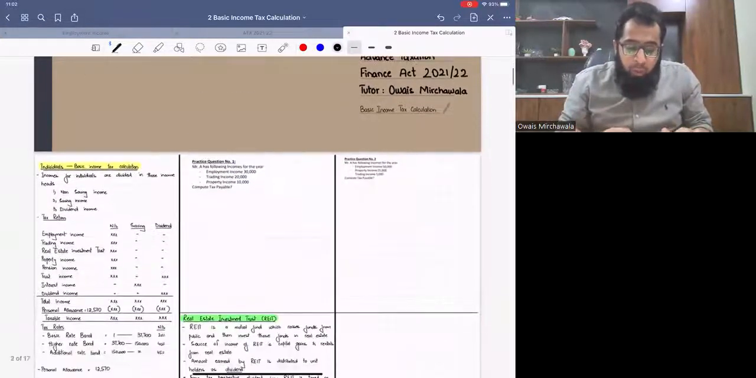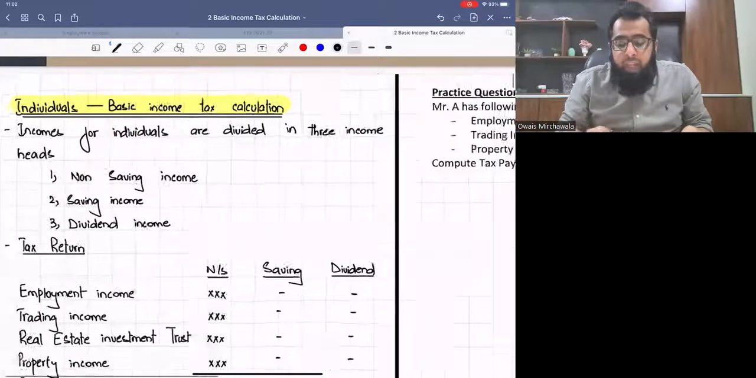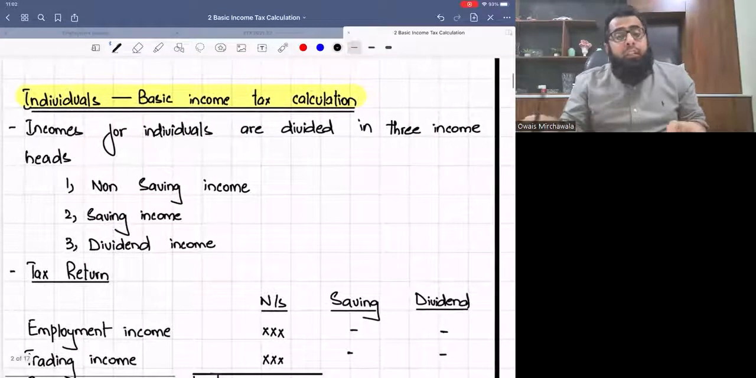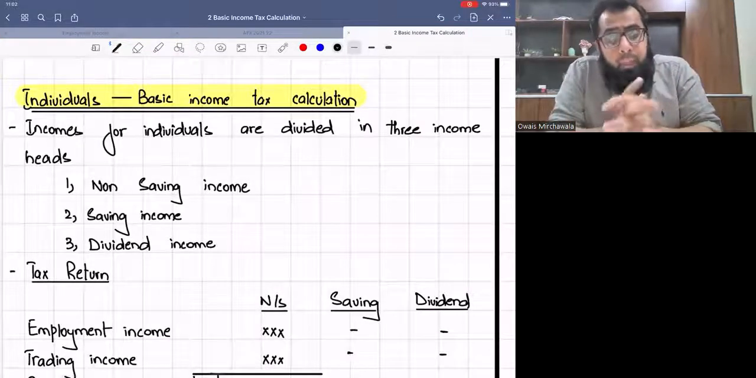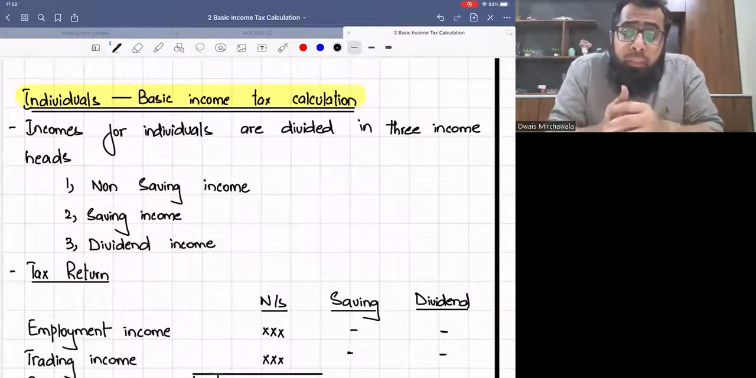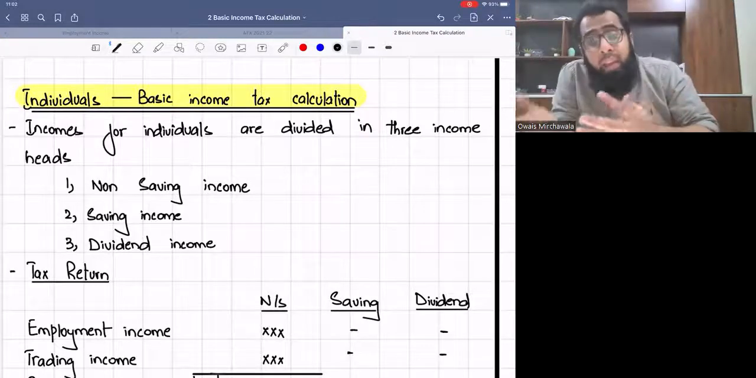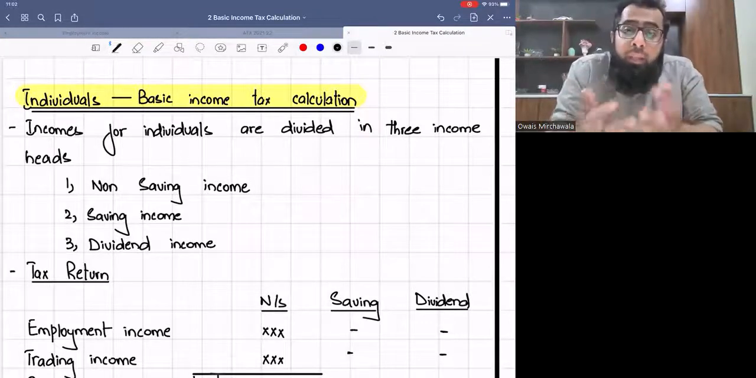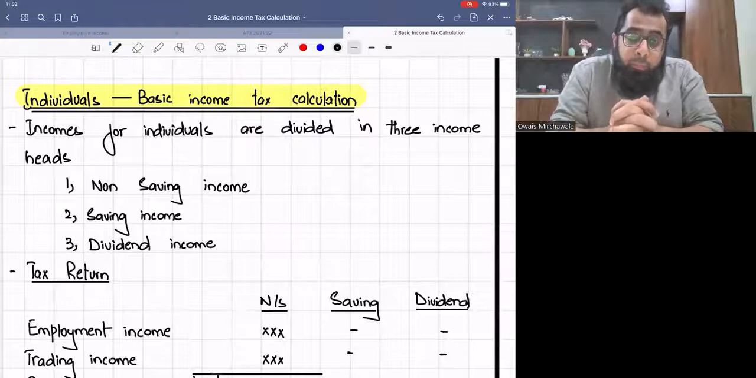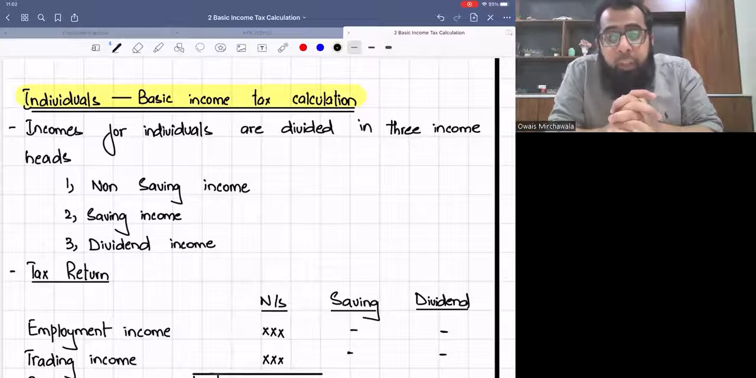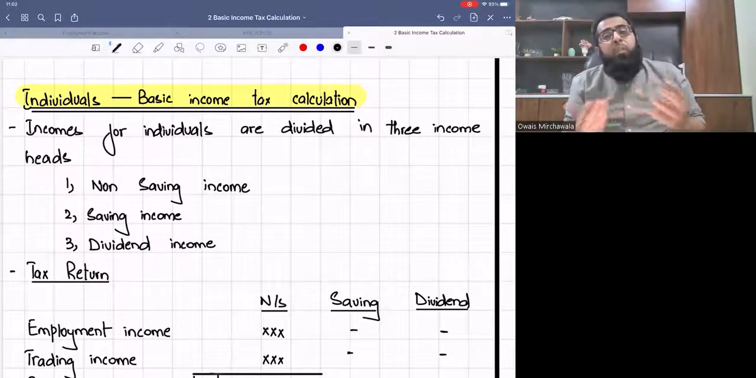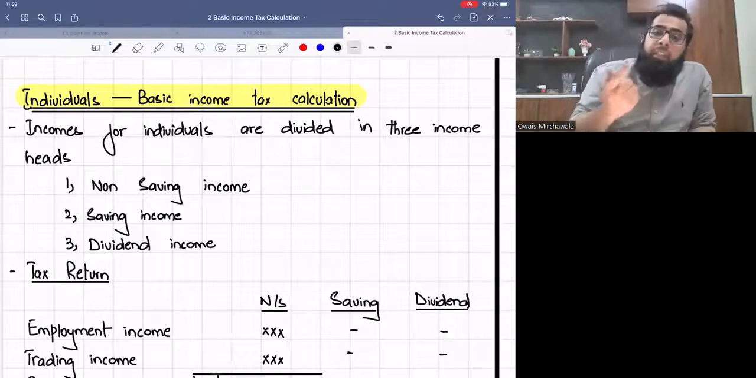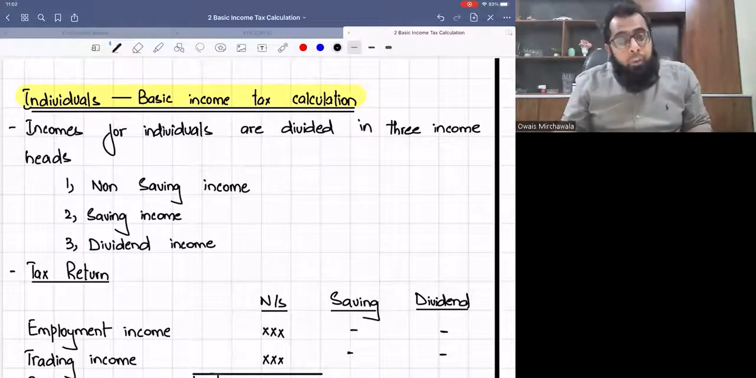Now, first of all, when we talk about basic income tax calculation, you need to understand a basic format of an income tax return. How an income tax return looks like, what are the heads of the income, and what are the tax rates which are used. Patience and concentration will be very important since it is the start of a new chapter. So at the beginning, you may face difficulty, but with the passage of time, things will get simple for you.